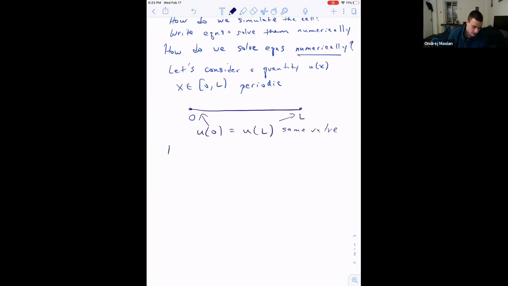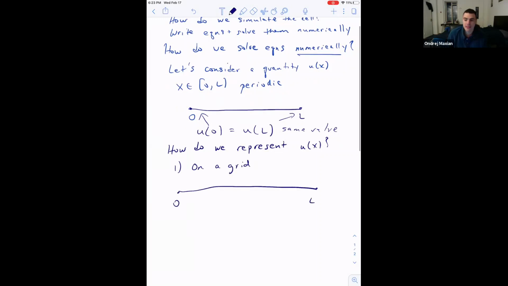And so now the question is, how do we represent the function U of X? Well, one way we represent U of X is on a grid. So we take this domain, 0 to L, and we discretize it.